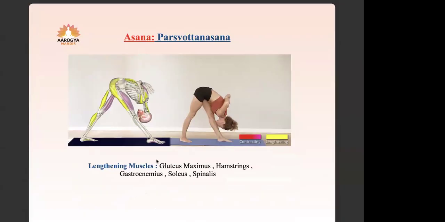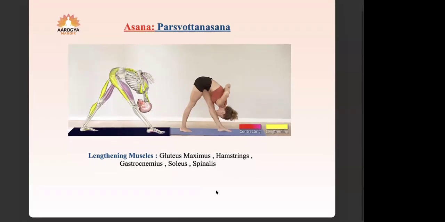So if you see the first asana, you find that there are importantly five muscles which are getting stretched. One at the buttocks, second behind the thigh, third the calf muscles, and the soleus and the spinalis, which is on the back. Let's have a better understanding of this.